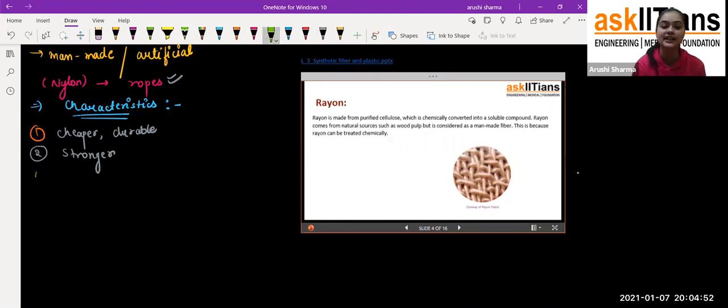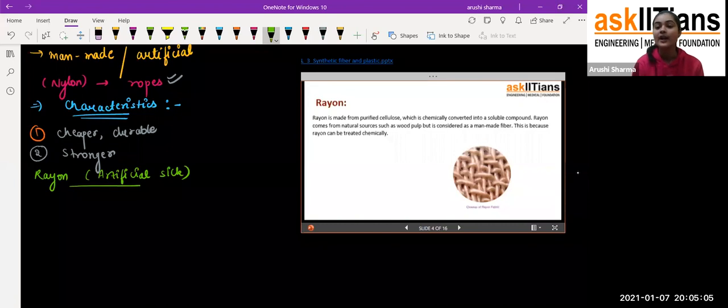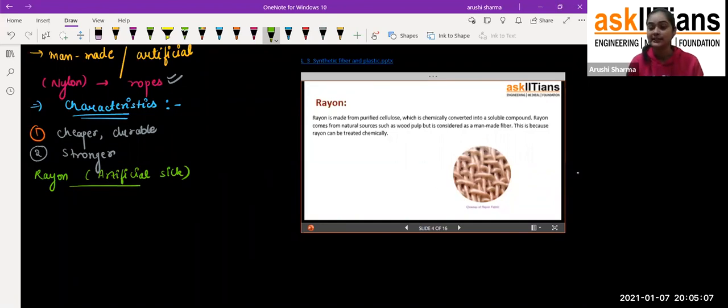So first of all, starting with rayon. Students, never forget this thing: what is rayon? Rayon is artificial silk. Now why are we calling it artificial silk? See students, the silk which we get from the silkworm is very costly and not easily available, so the scientists thought that they should create an alternative to it, so that it will not be that costly and everyone can get it.